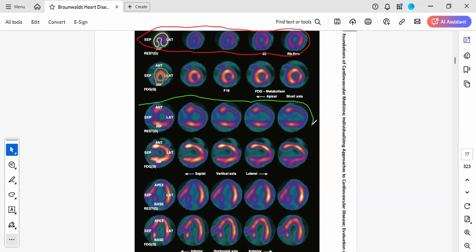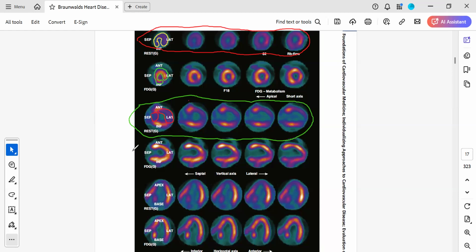Yes, so the third panel, which is the third row. From the annotated area, you can see from the first box the annotated apex, anterior, lateral, inferior, and septal. So if you look at the lateral and septal wall, anterior, lateral, and septal wall, you can see that there's reduced perfusion, right?